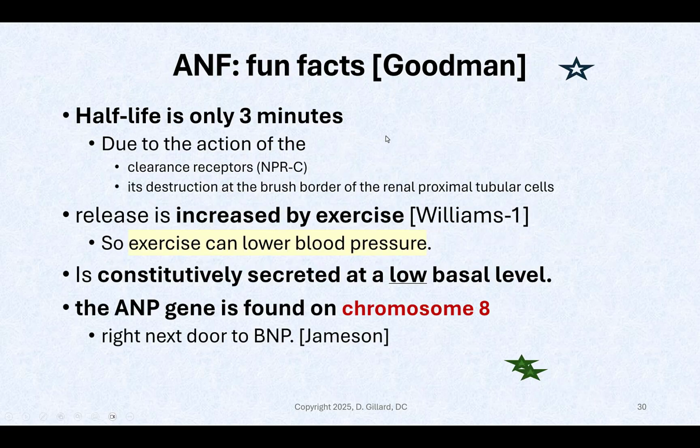Some fun facts: half-life is only 3 minutes. There's some clearance, but we don't have to worry about this stuff. Its release is increased by exercise. I think I do test on that one.